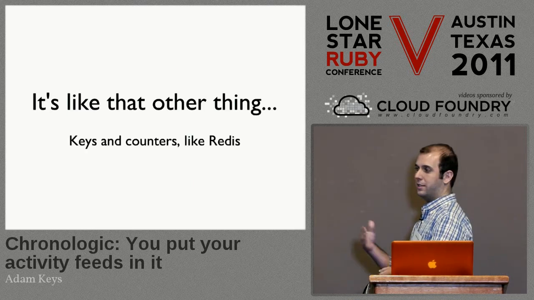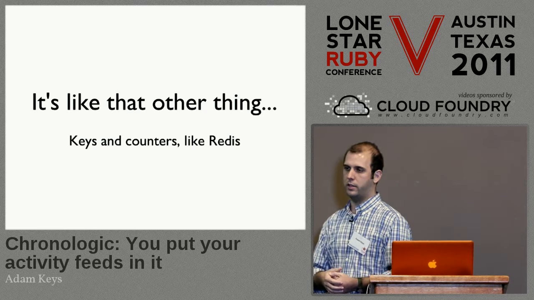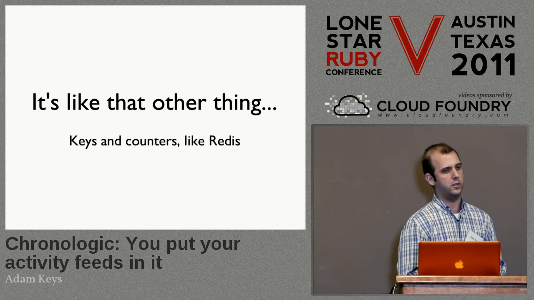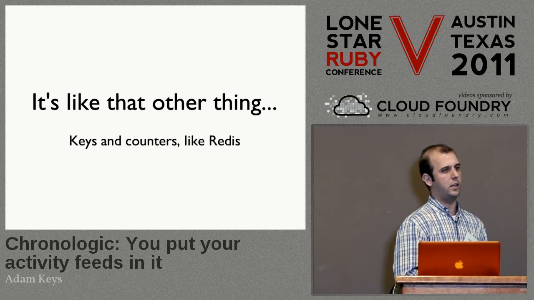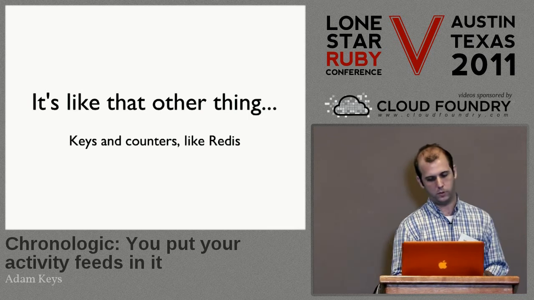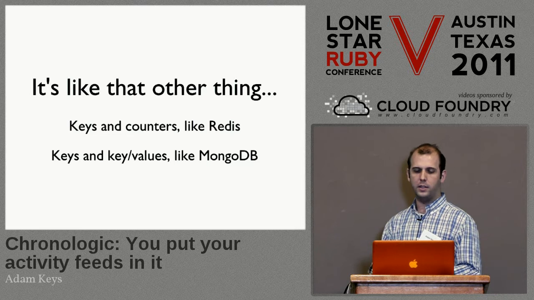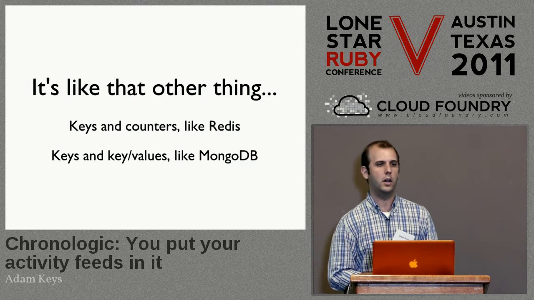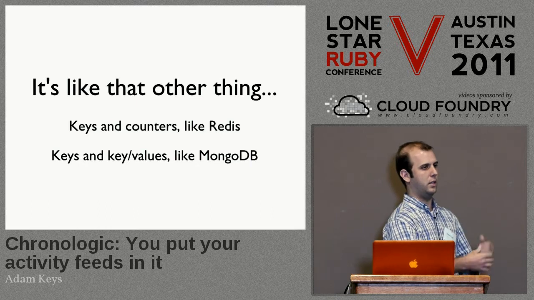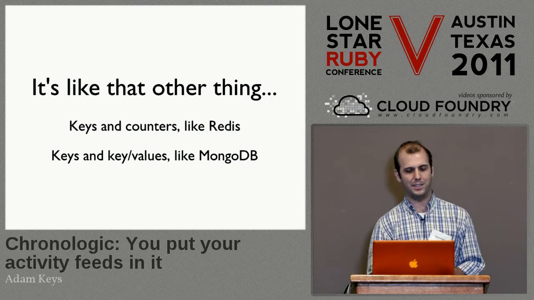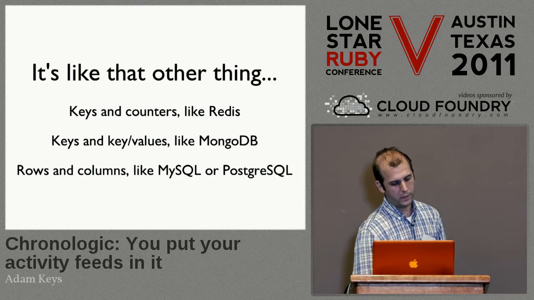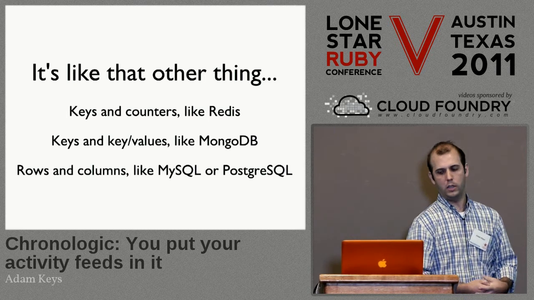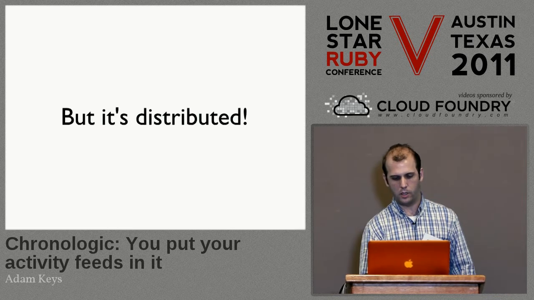It also does keys and counters like Redis does. Cassandra has excellent support for atomic distributed counters, which is kind of jargony, but extremely useful. It does keys with keys and values within them, just like MongoDB does, so you can store nested document-like things inside of it. And it does rows and columns, just like MySQL or Postgres do, that we've all come to know and love.